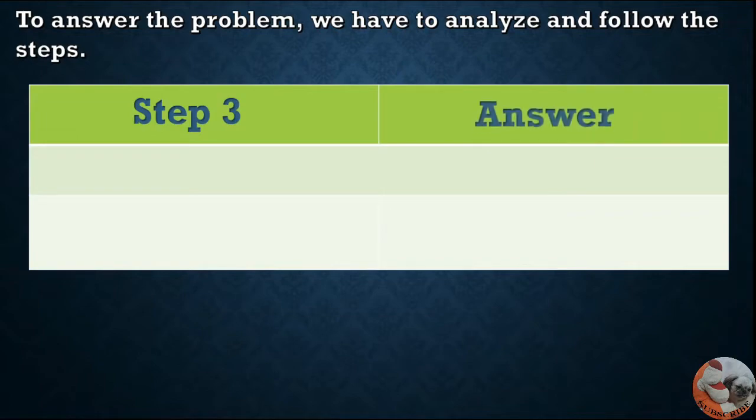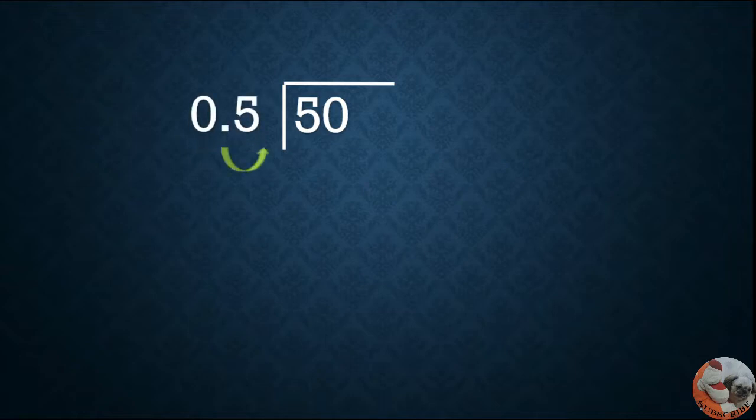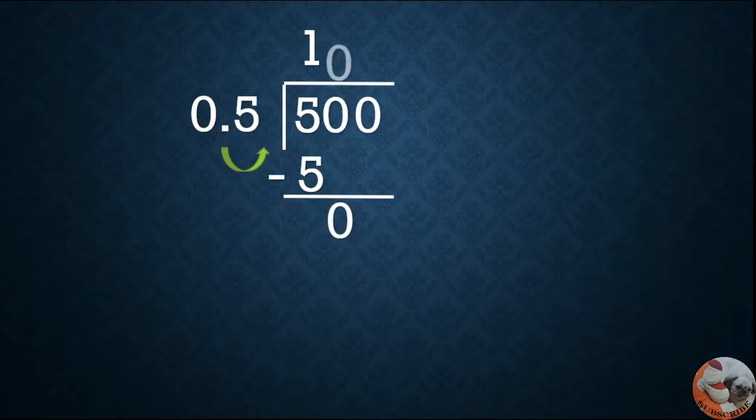Step 3. Carry out the plan. Write the solution. So here is your solution. 50 divided by 0.5. You move the decimal point one place to the right, then you add 0 to 50. So it will become 500 divided by 5. How many 5s are there in 5? So 1. 1 times 5 is 5. Subtract. Then bring down 0. So 0 times 5 is equal to 0.